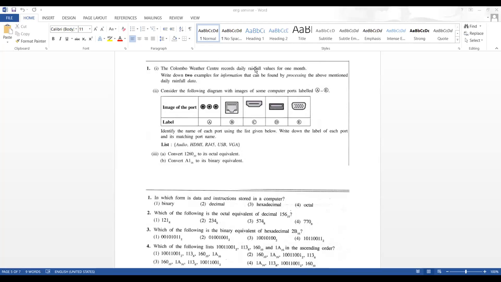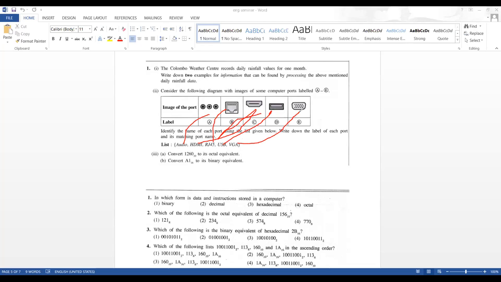Then identify these ports. Different types of ports are given. Audio port, you can come to this one. HDMI, this is the HDMI, sorry. This is RJ45 that you use to connect network cables. USB you have here, D. And VGA you have this one.